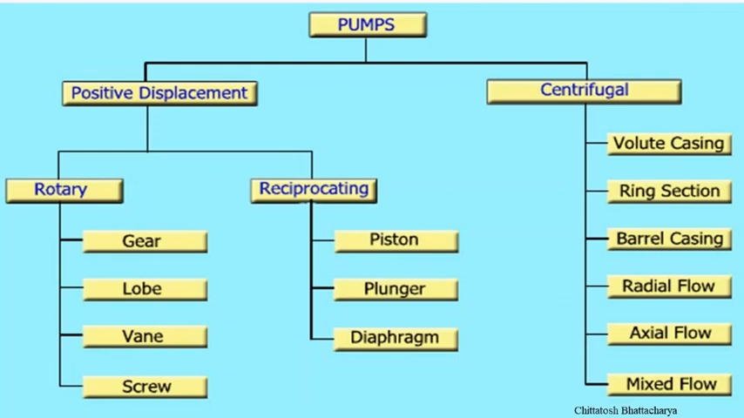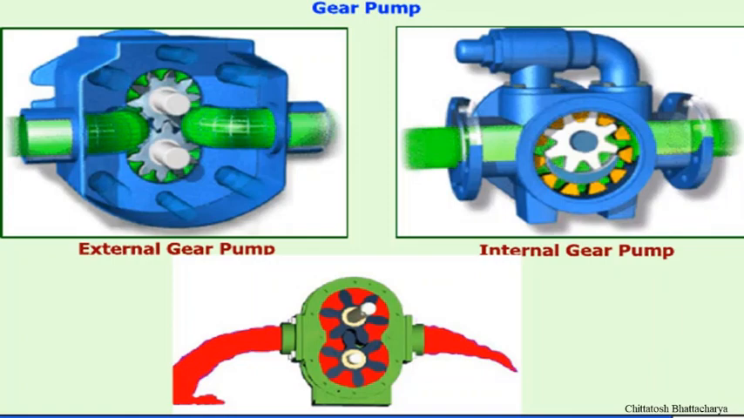Gear pumps may have external meshing gears arranged in such a way that they continue to suck the liquid and discharge the liquid, or they may be arranged in such a way that, just like a planetary gear, one gear is placed inside the external gear. So in that way, this may be an internal gear pumping arrangement.